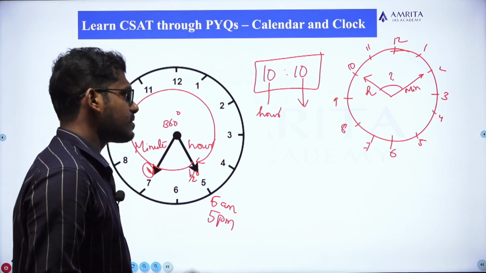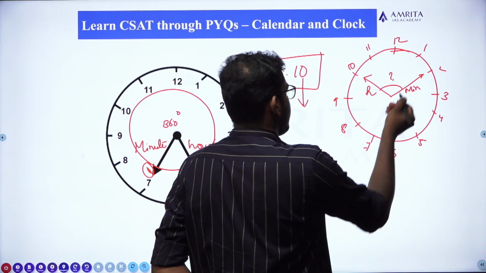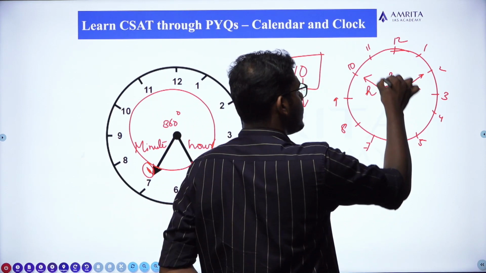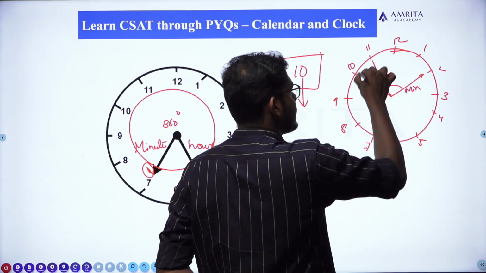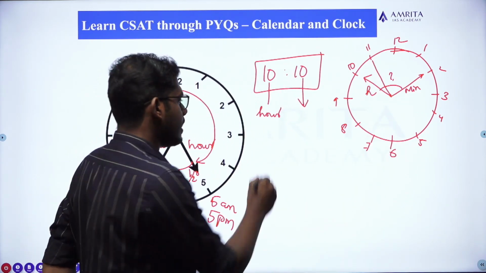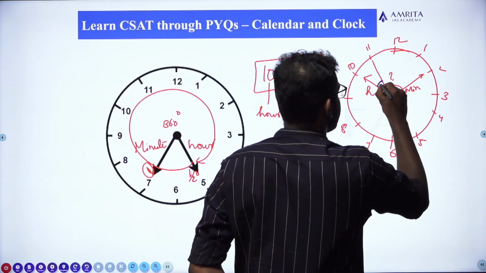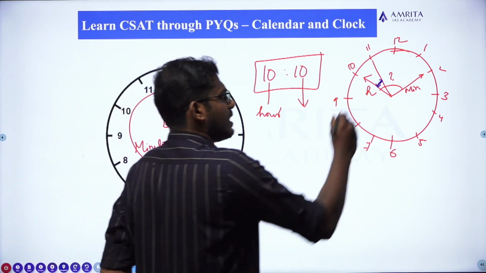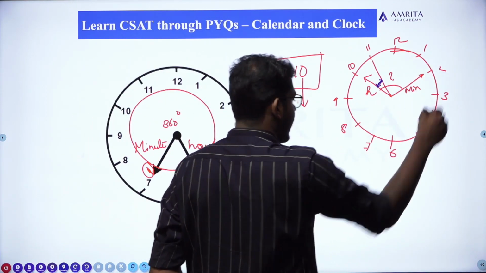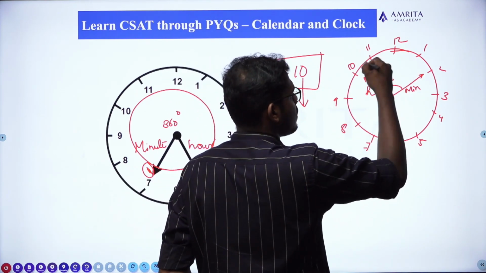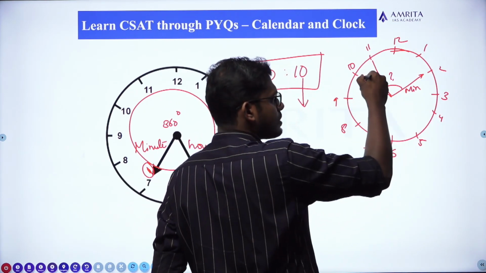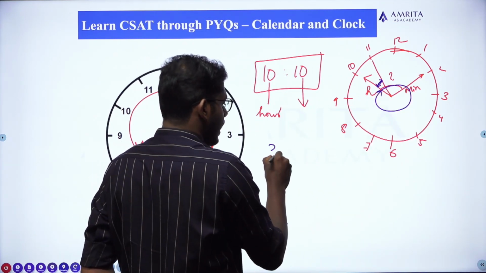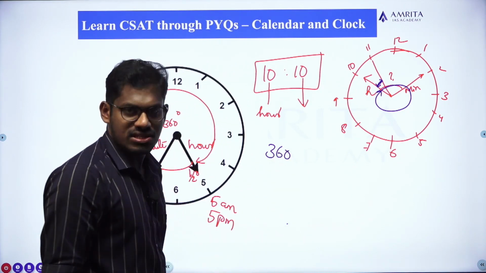Listen, we know the angle made by the minute hand while it moves from 10 to 11. What will be the angle? Let's find. The entire angle made by the minute hand in one complete revolution will be 360 degree, right? So in one complete revolution, a minute hand makes an angle of 360 degree.